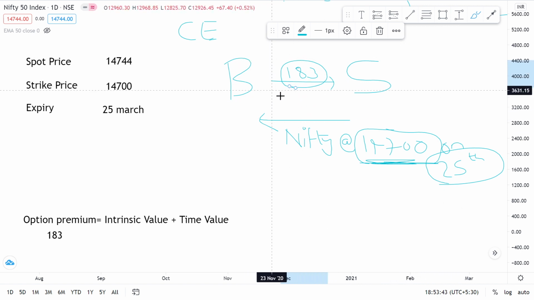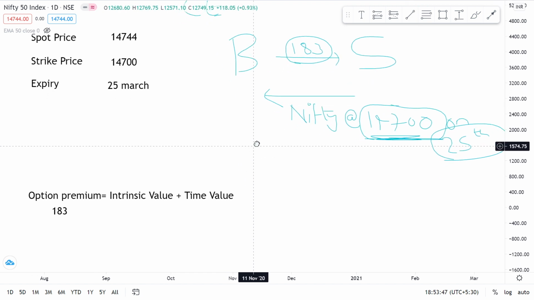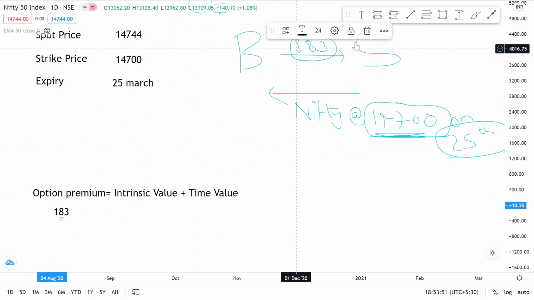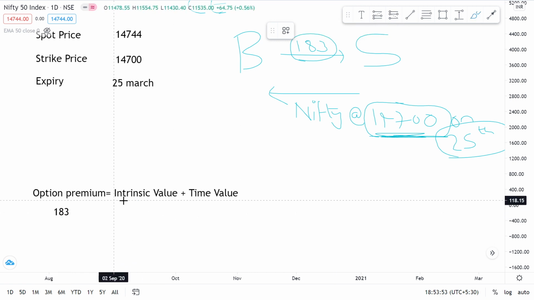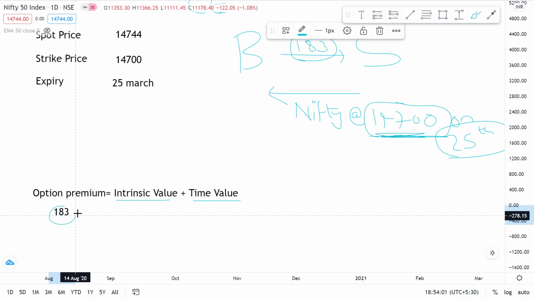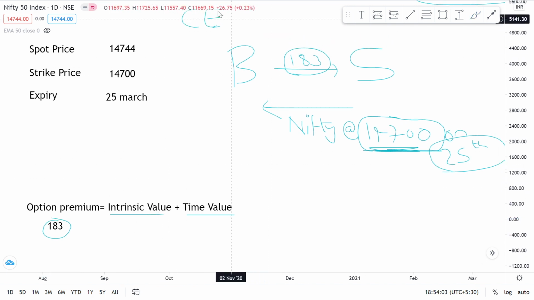So how is this 183 decided? The option premium consists of two components. One is the intrinsic value and one is the time value. So what is the intrinsic value? What is the time value? We've seen that 183 is the option premium for this particular call option, where 14,744 is the spot price of Nifty and the strike price is 14,700.